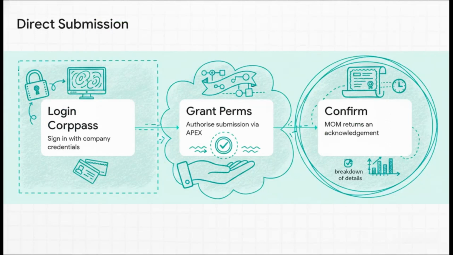The workflow for this direct APEX submission is literally just 3 secure steps. First, you're redirected to log in with your company's Corppass credentials. Second, on the APEX permission page, you just click Allow to authorize SmartHRMS to submit the data on your behalf. And third, upon a successful transfer, CPF, IRAS, or MOM returns a direct acknowledgement, giving you a summary of the submitted details, confirming receipt. It ensures total accuracy, timely filing, and absolute completeness.